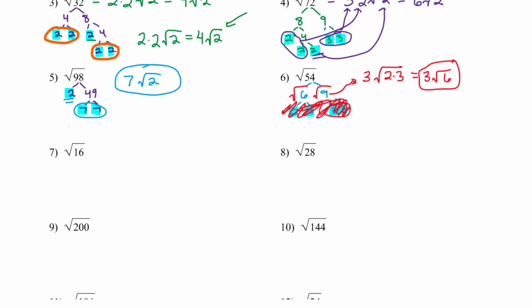Let's see, 7, square root of 16. It can be easy to forget to just check to see if it's a perfect square. We know the square root of 16 because we know two numbers that multiply together to get 16 that are the same. So this ends up being 4.